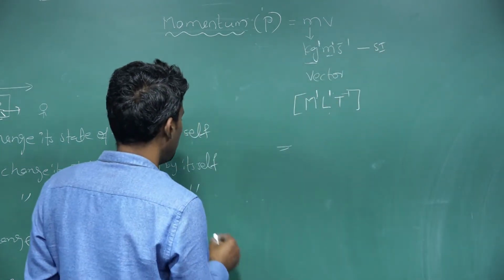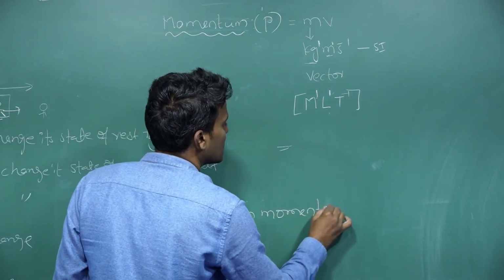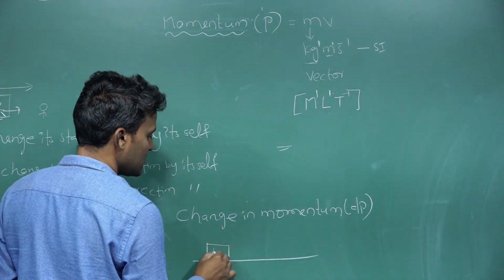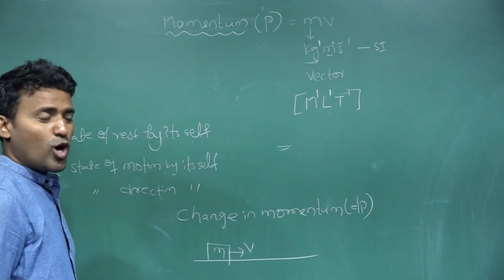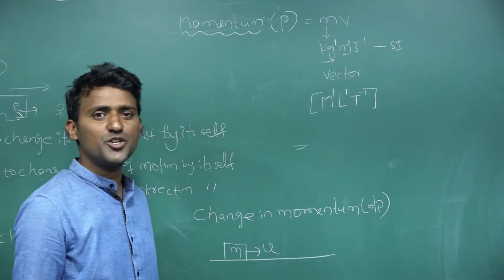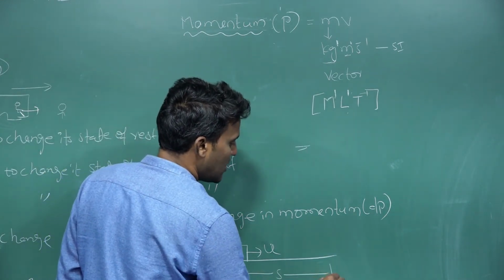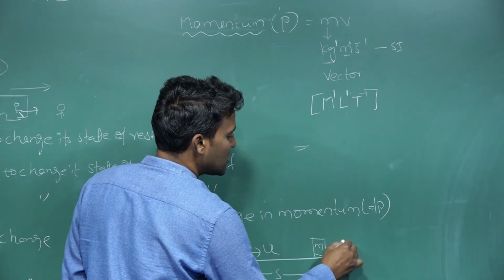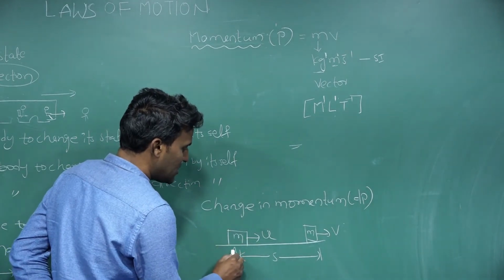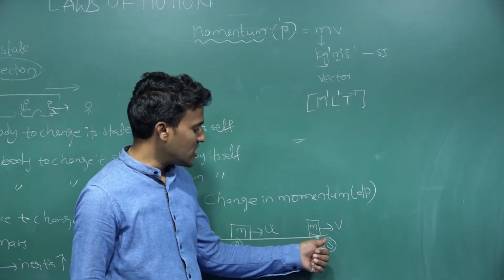Change in momentum. One object, mass of the object is m, is moving with an initial velocity u. Now after covering some distance, it attains the velocity v. This is the initial position at point A, and the final position at point B.